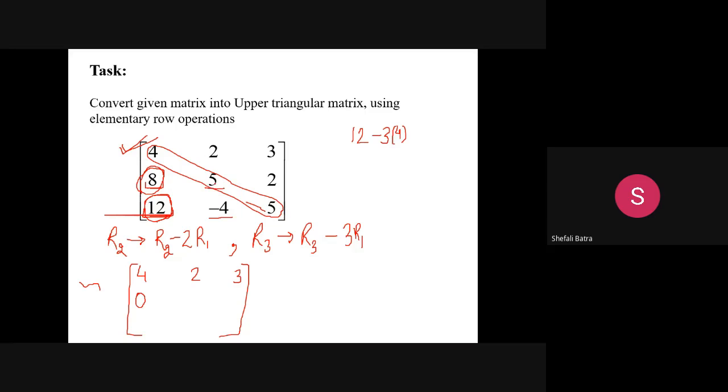Next entry, ma'am, 1. Yes, 5 minus 2 into 2, 5 minus 4 is 1. Next entry, ma'am, minus 4. Sorry, beta. Minus 4. Okay. So this is your R2. The next entry is 2 minus 2 into 3, so 2 minus 6.